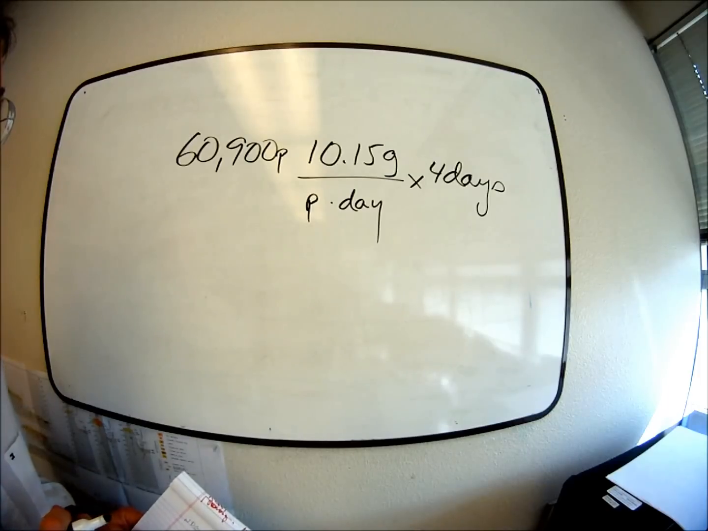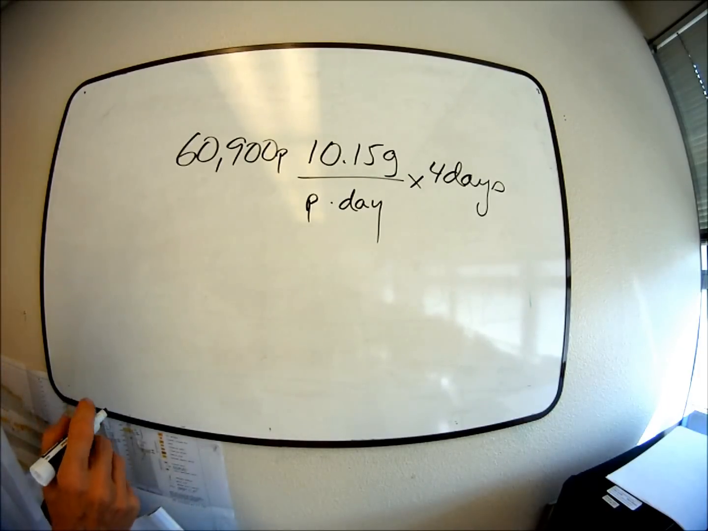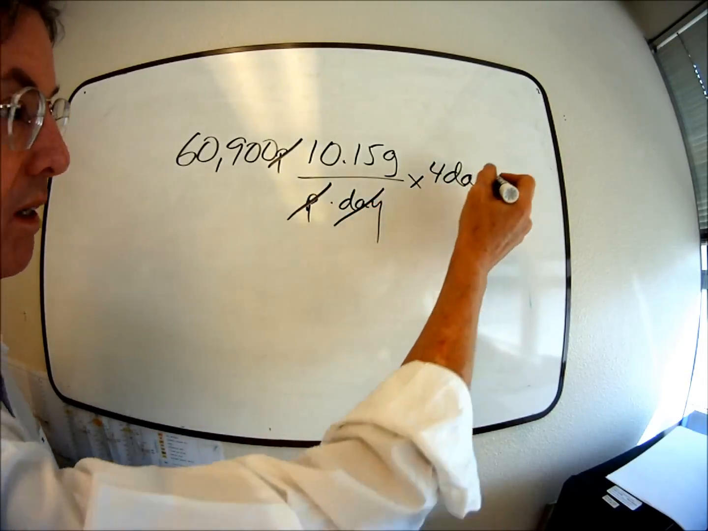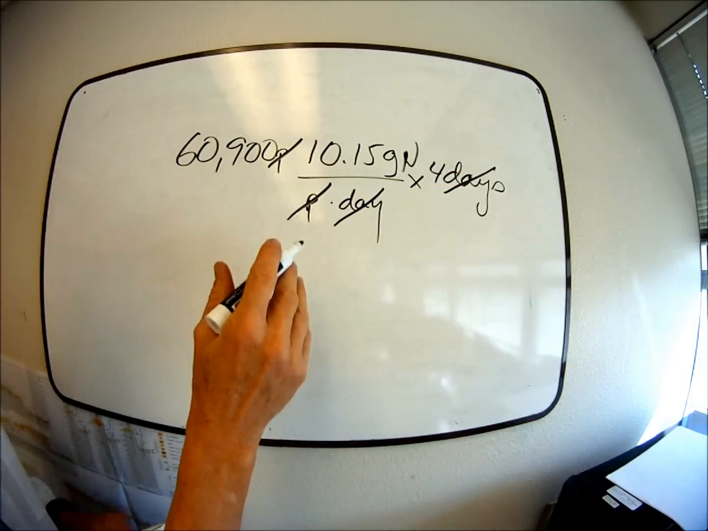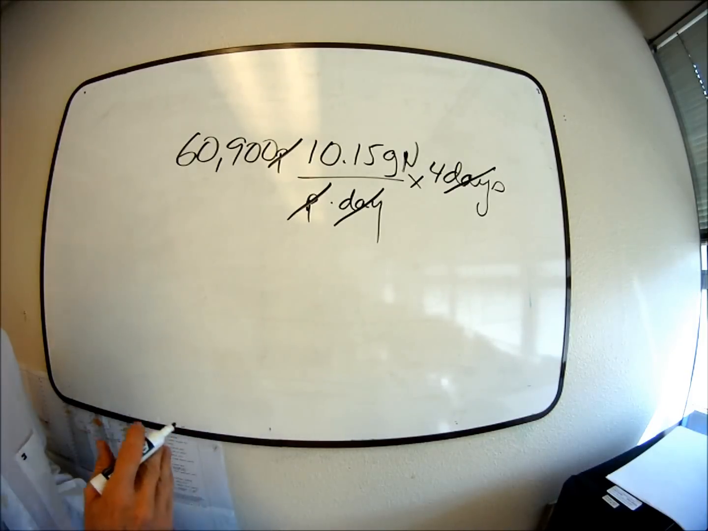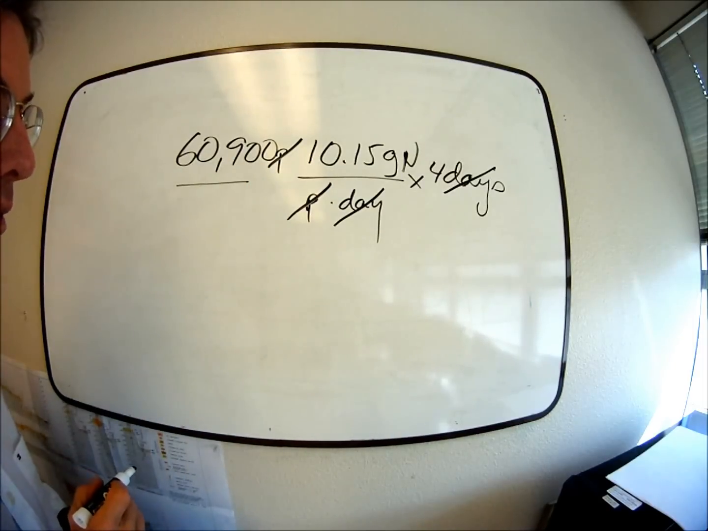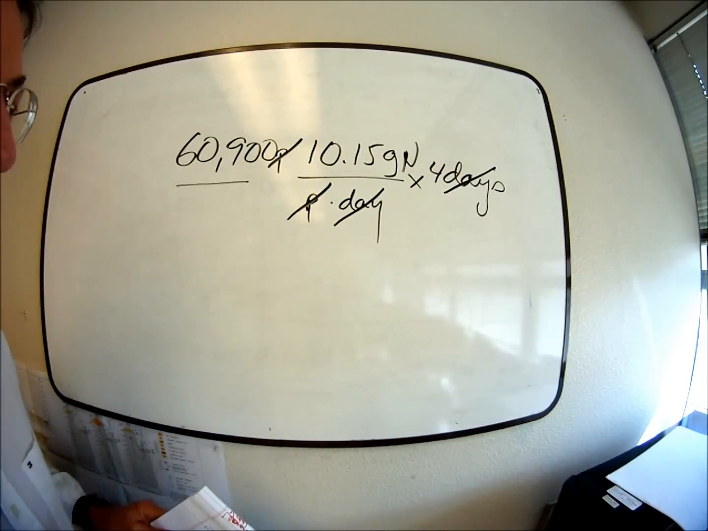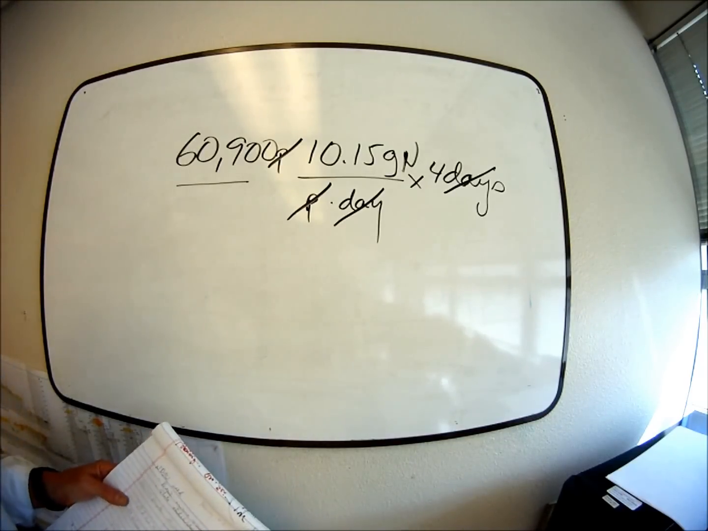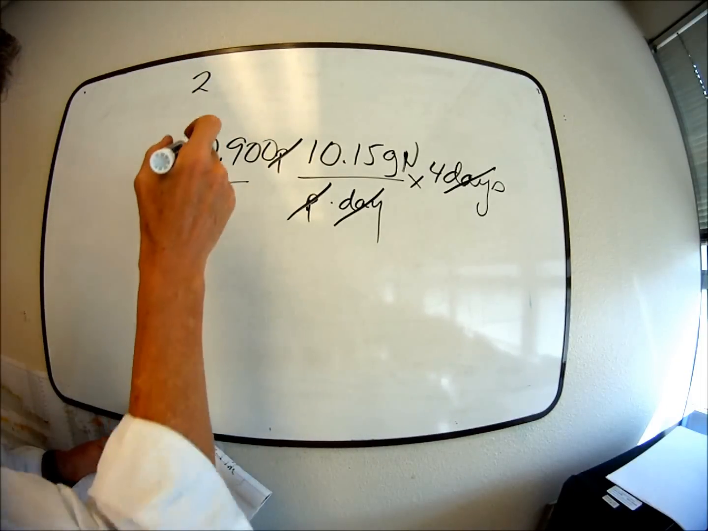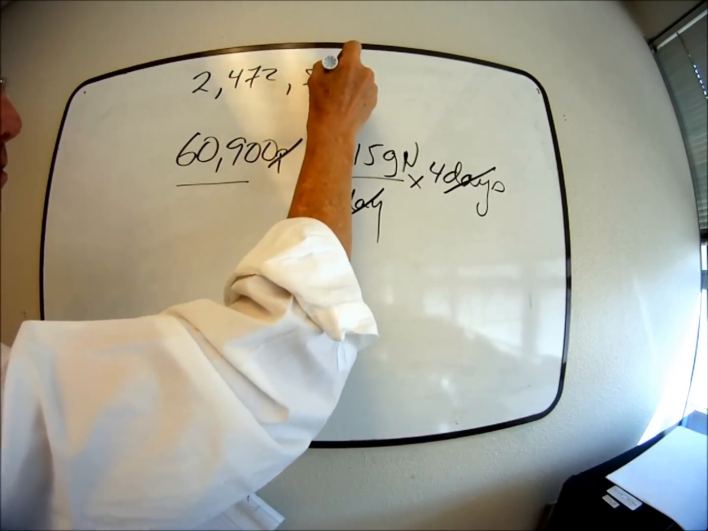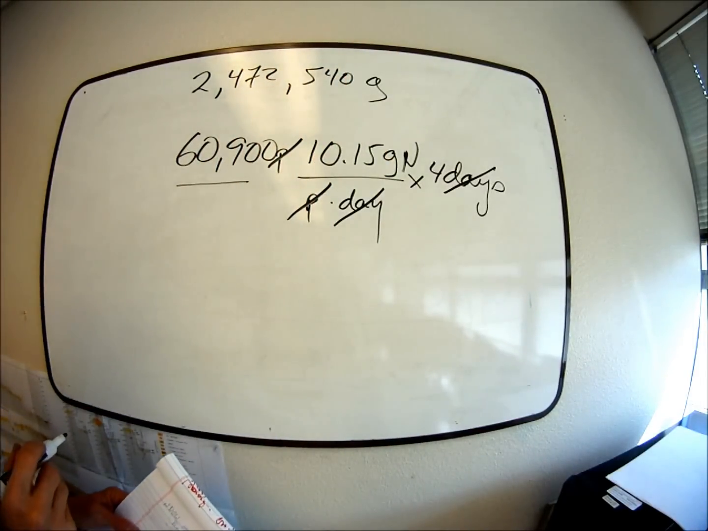But the first thing we have to do in order to be sure that we're really on the right track is to cancel units. So we have people canceling people, days canceling days, and grams of nitrogen is all that's really left. So if we carry out the multiplication, we should end up with the total number of grams of nitrogen that we expect 60,900 people to deposit on the playa over the course of the entire 8-day festival. And that number is 2,472,540 grams of nitrogen. Okay?